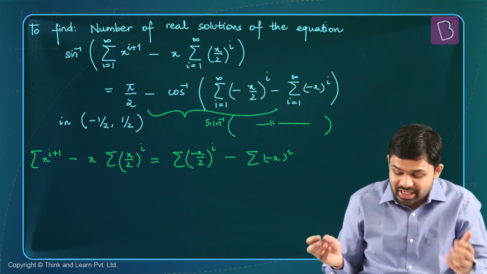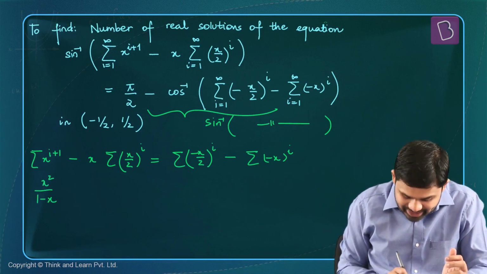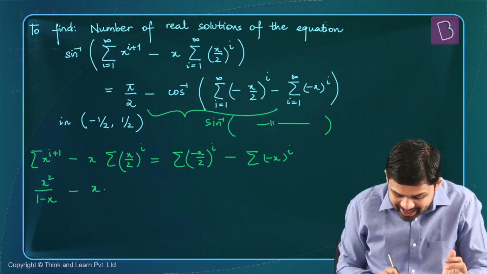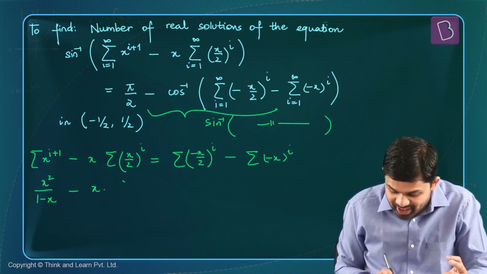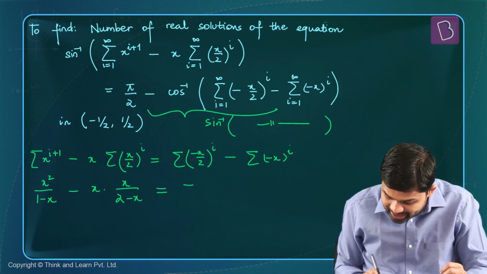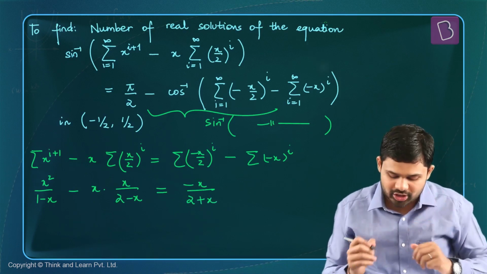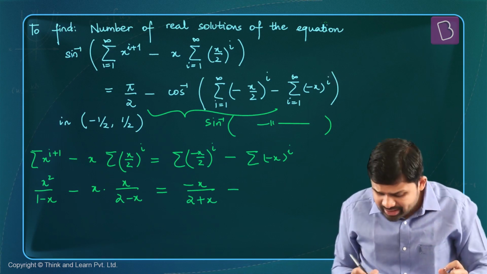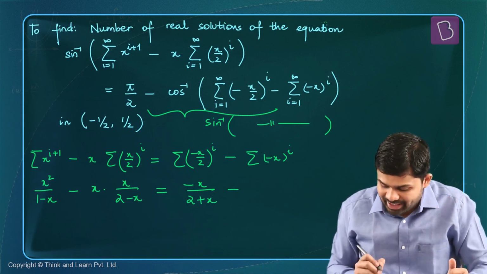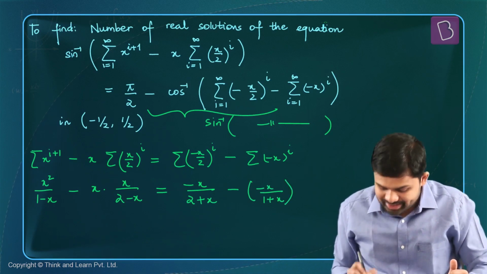So if you solve using the infinite GP concept, you are going to get x square by 1 minus x as the first term, minus x times the second term, which will simplify to x by 2 minus x, which will be equal to negative of x by 2 plus x. That will be the summation of (-x/2) all to the power i, minus, well, the summation of (-x) to the power i, which will be nothing but minus x by 1 plus x.